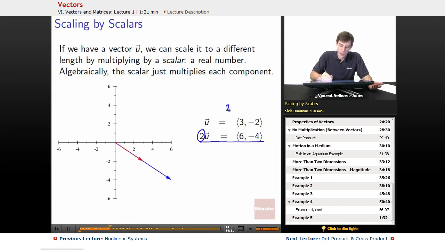Algebraically, we just wind up having this 2 multiply on the 3 and multiply on the negative 2, so we get 6, negative 4 as the components. We can take this and try multiplying by something else. How about a negative number? What would a negative get us?